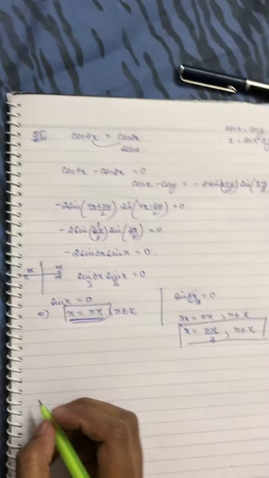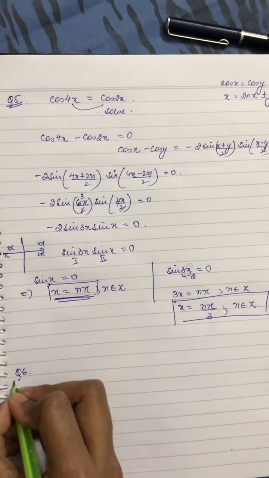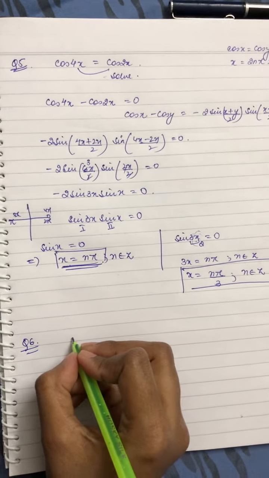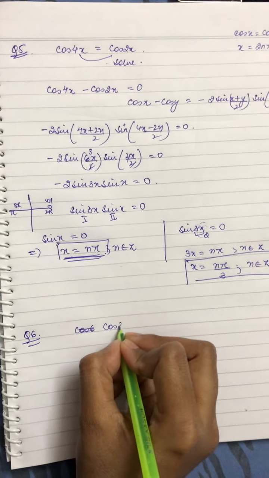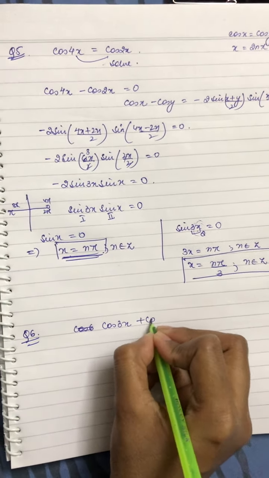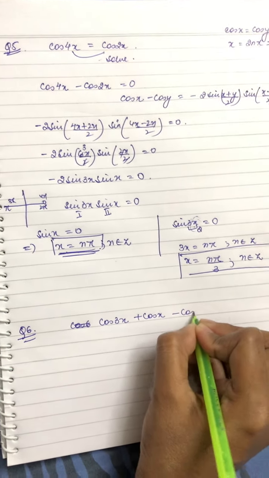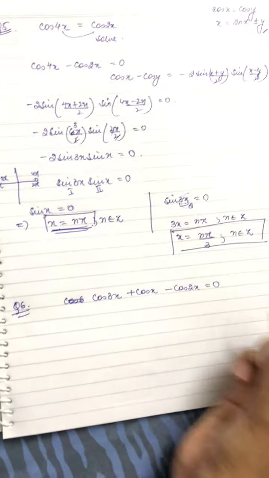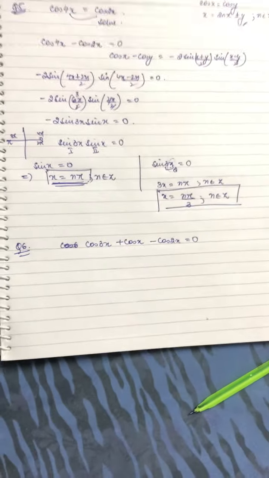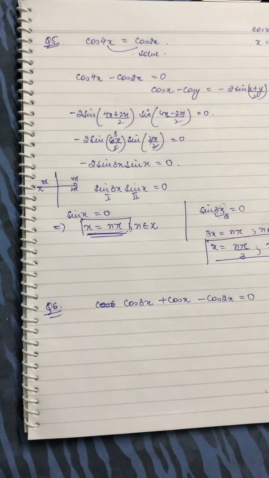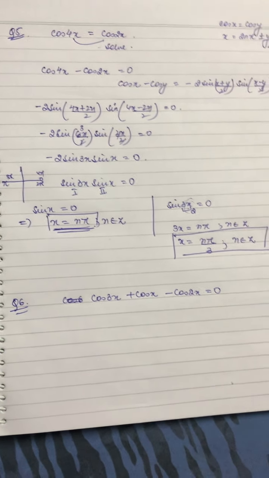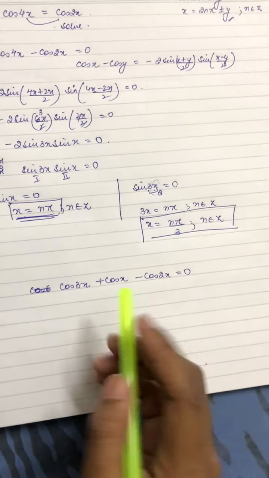Let us move to question number 6. Question number 6 is again find the general solution of cos 3x plus cos x minus cos 2x equal to 0. Now children, here there are three functions. You will combine two functions in such a way that you are getting the third as your resultant function.